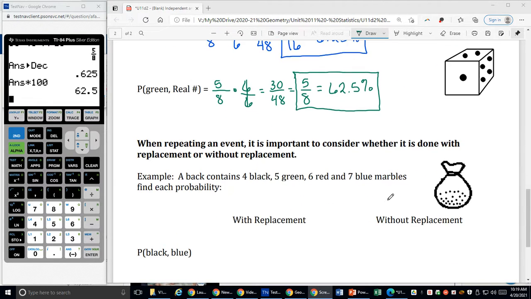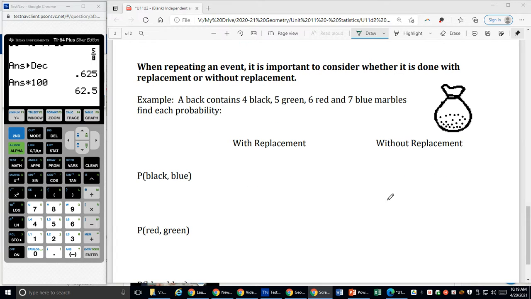Okay? All right, when you're repeating an event, if you're doing the same event twice, it's important to consider whether it's done with replacement or without replacement.